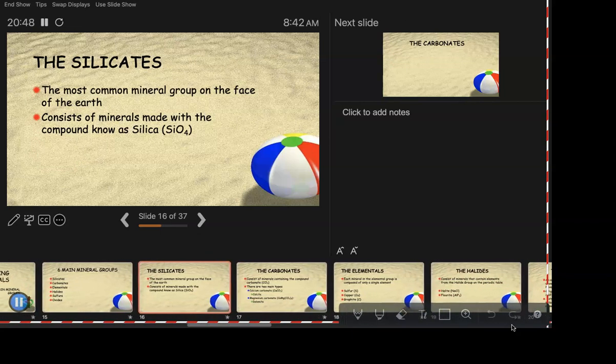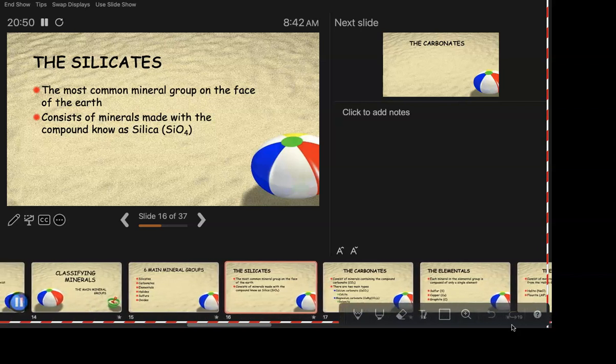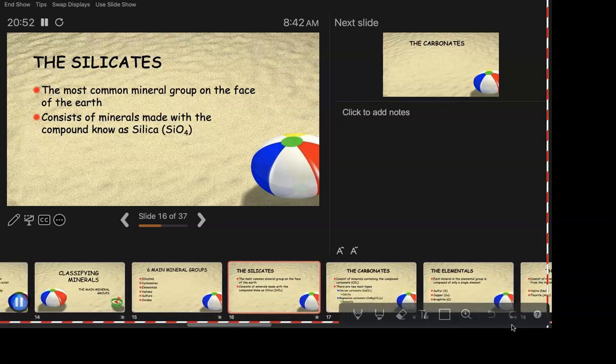So these silicates, the most common, boy, haven't you heard that a lot already? The most common mineral group at the surface of the earth must be important. We keep saying it. They consist of minerals made with the compound silica, SiO4. I'm sorry, SiO4. I don't have a question that makes you split these up.